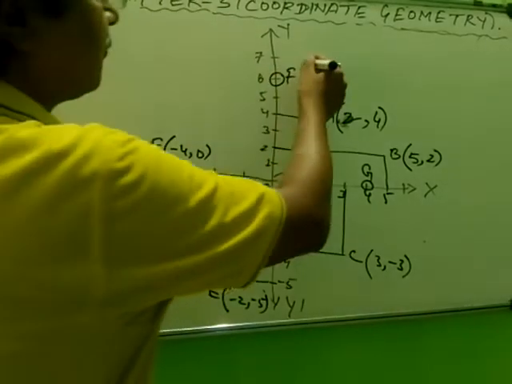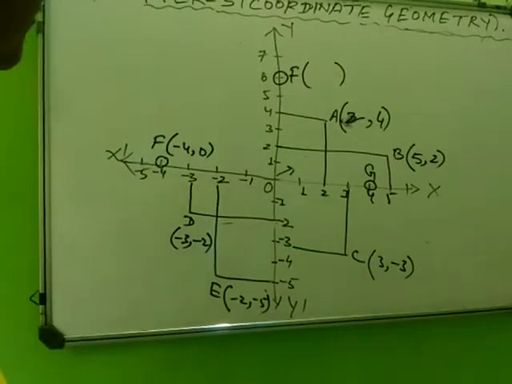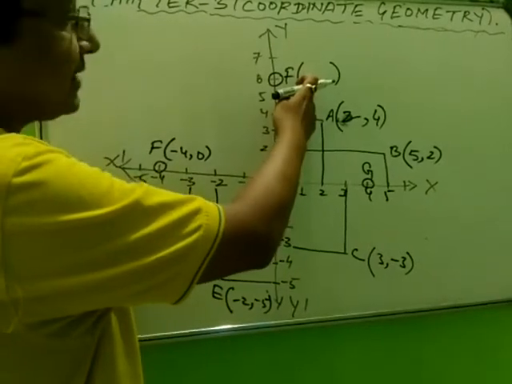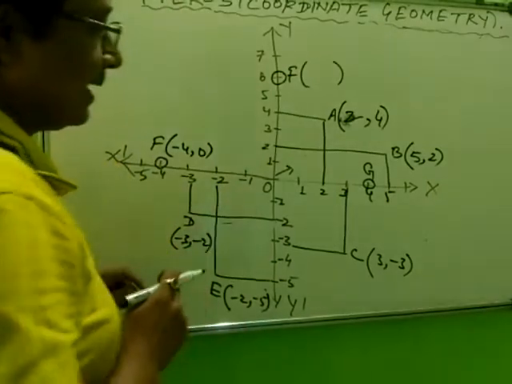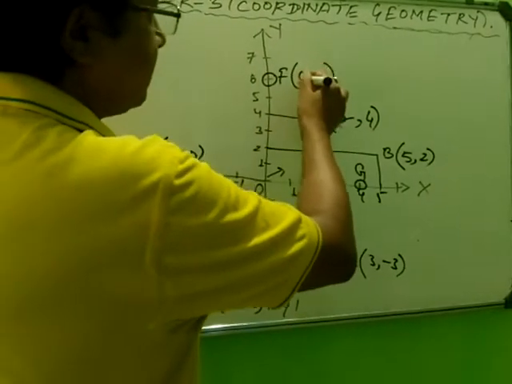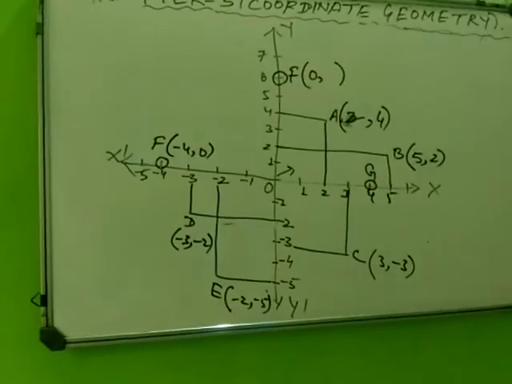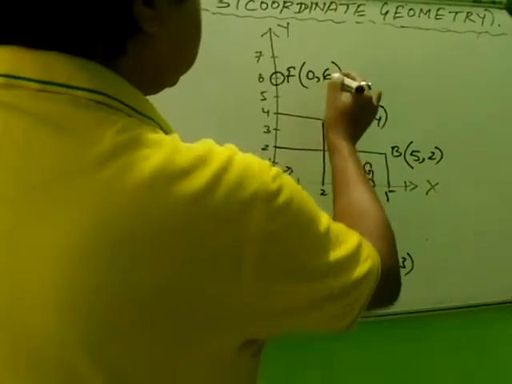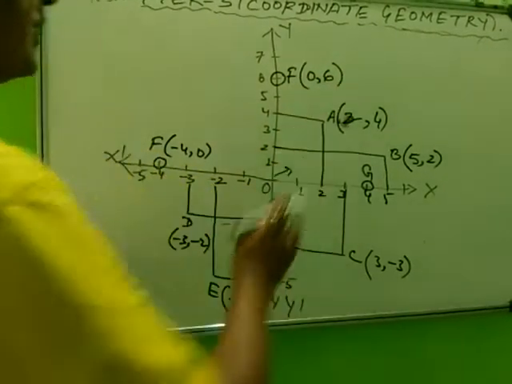Let us take the coordinates of the next point. This one lies along the y-axis. The first coordinate is always x, but since this point lies along the y-axis, x will be 0. Then y is 6. So it is 0, 6.